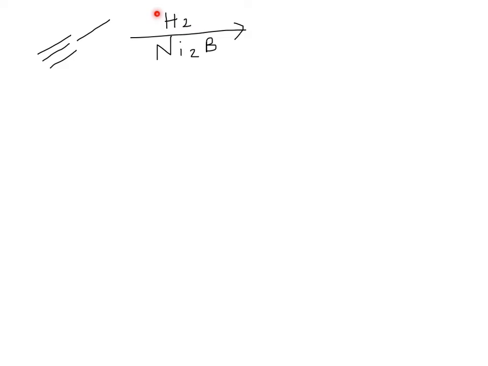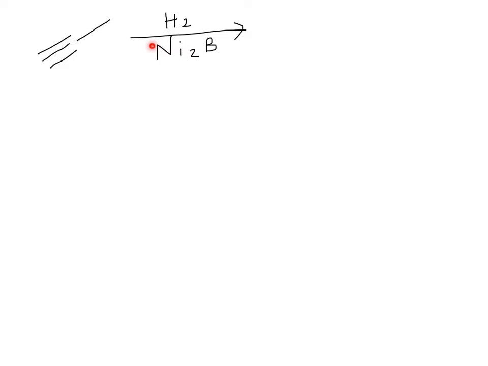So the real question is, are we adding multiple equivalents of H2? Are we adding one equivalent? And if we are, are we adding syn or anti? To determine that, we have to look at the catalyst that's provided. In this case, it's Ni2B, which is an example of a poison catalyst, similar to Lindlar palladium. And in this case, what we're going to be doing is a syn addition.